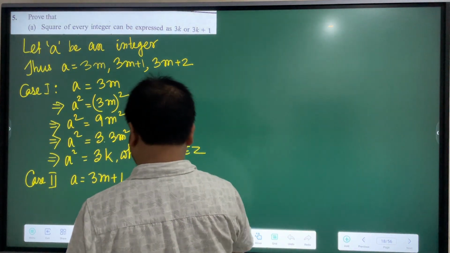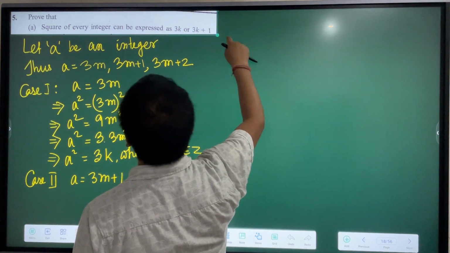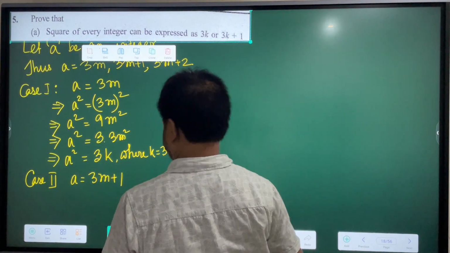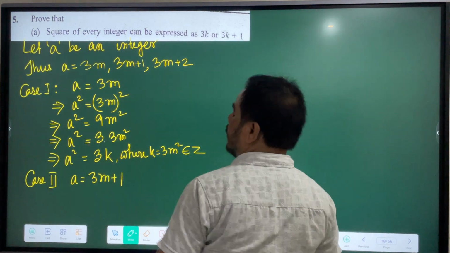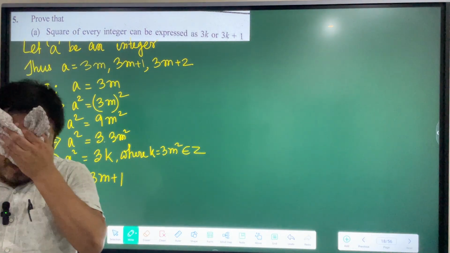Prove that this type of sum you also have in exercise 3.3.